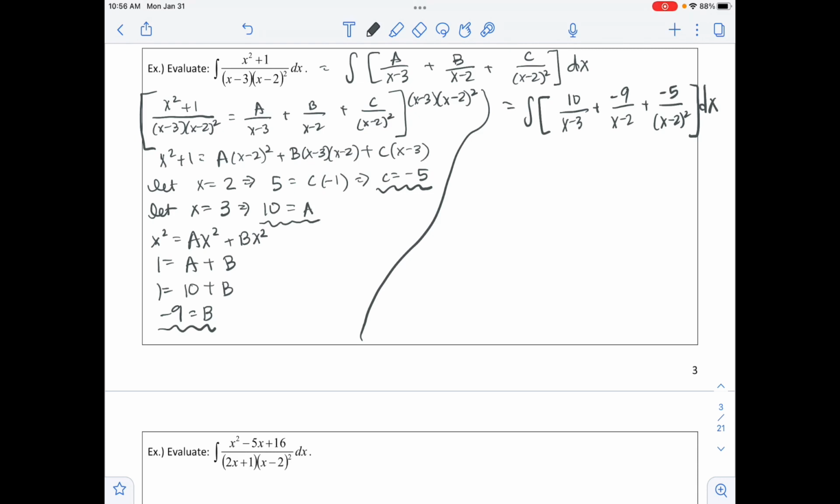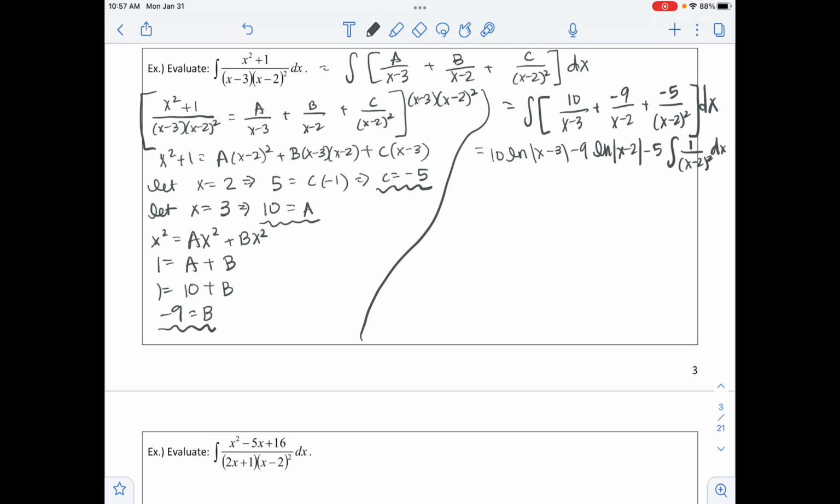And then integrating each of these, the first two look very similar to what we've dealt with before. So I'd have 10 times the natural log of the absolute value of x minus 3 minus 9 times the natural log of the absolute value of x minus 2. And then I have a minus 5 times, I'm going to rewrite just the integral of 1 over (x minus 2) squared dx.